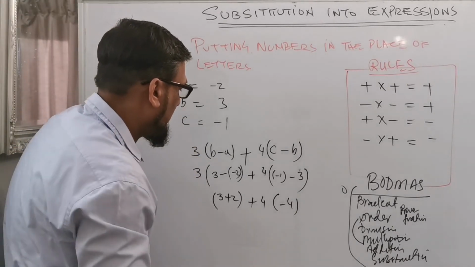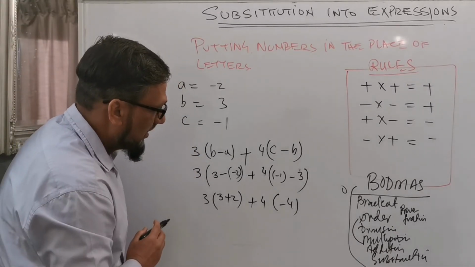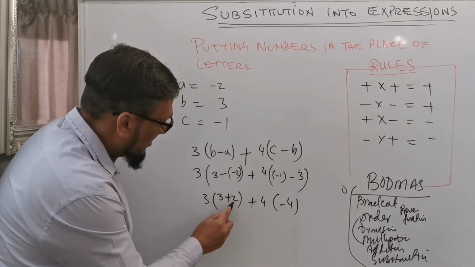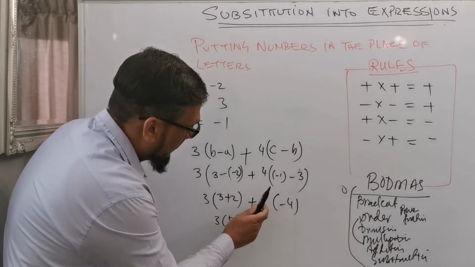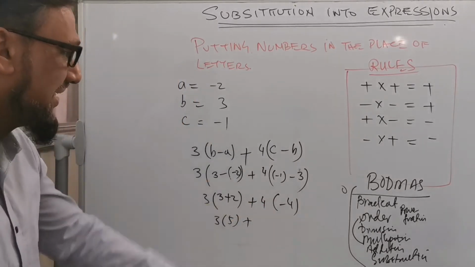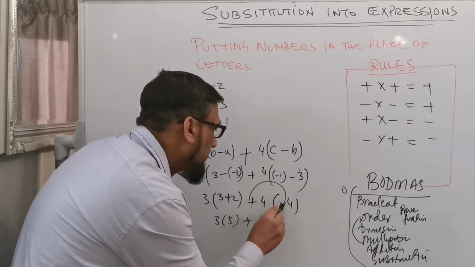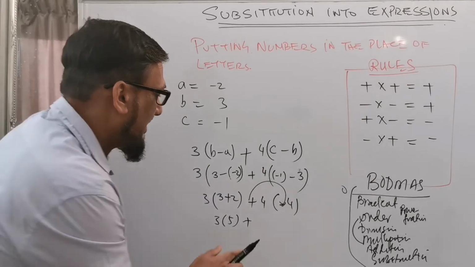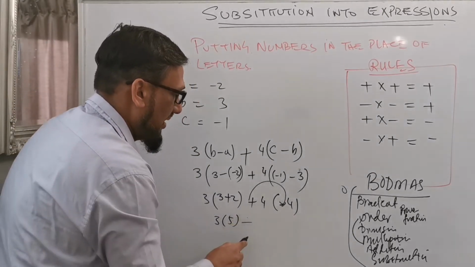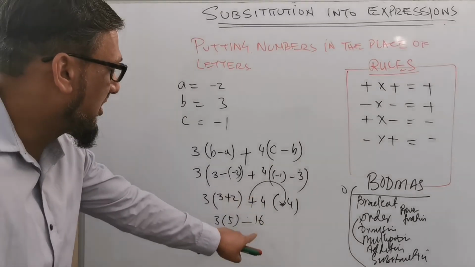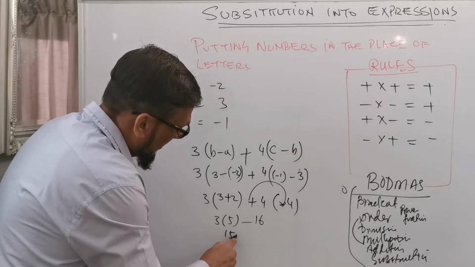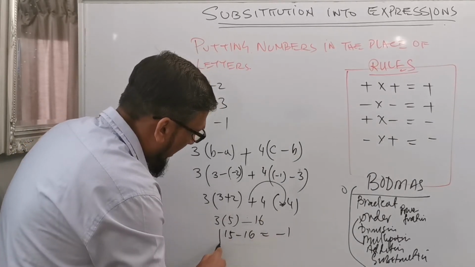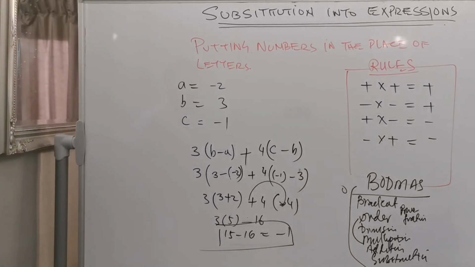And now look at this one. So 3 plus 2, which is 5. 4 times 4 is 16, but the sign is also times with this, so plus times minus is minus. The sign will change to minus 16. So 3 times 5 is 15, take away 16, so the answer will be minus 1. So this is called substitution.